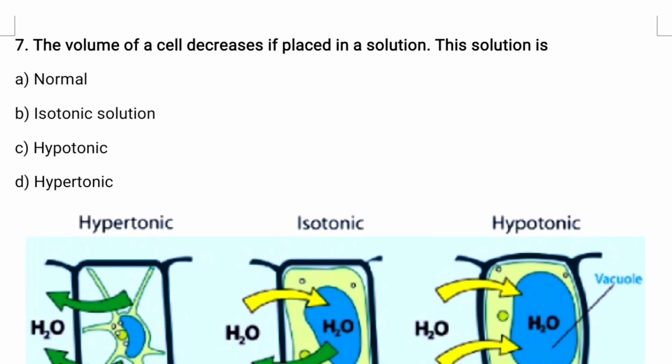The volume of a cell decreases if placed in a solution. This solution is... So the question is, the volume of a cell decreases if it is placed in a solution. That solution is called as. Options are normal, isotonic, hypotonic, hypertonic.